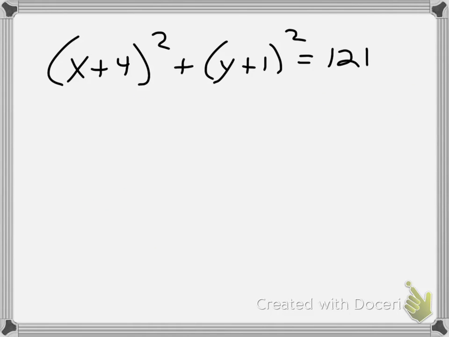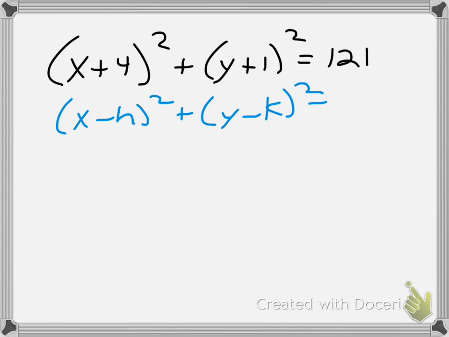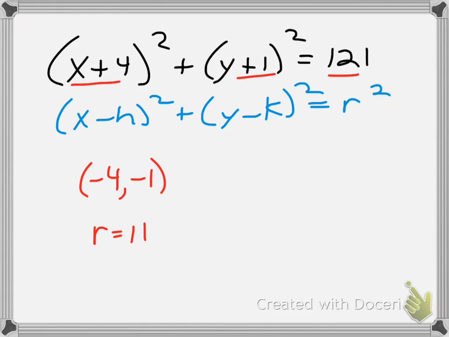Let's look at this example. Again, using my general form for reference, I can say that for my x and y, I just go with the opposite. So if it's positive 4 in the equation, it's negative 4 on the actual graph. Positive 1 here, negative 1 here. R squared is 121, so my radius is 11.